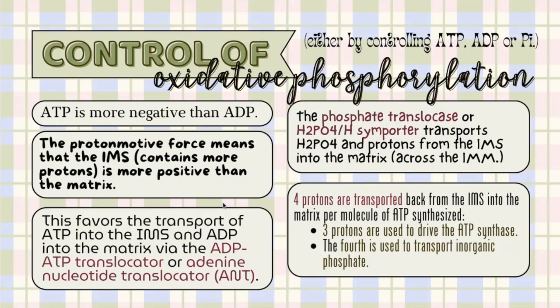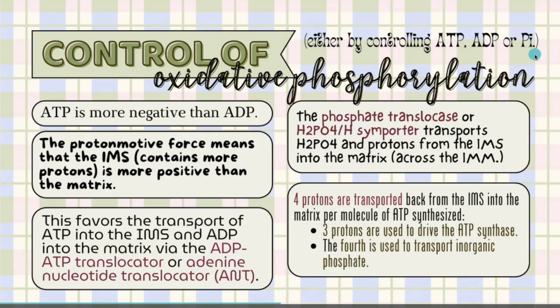And they will both be transported by a single transport channel, an antiporter called the ADP-ATP translocator. So that's for controlling ATP and ADP concentrations or levels in the matrix and the IMS. We use the ATP-ADP translocator.